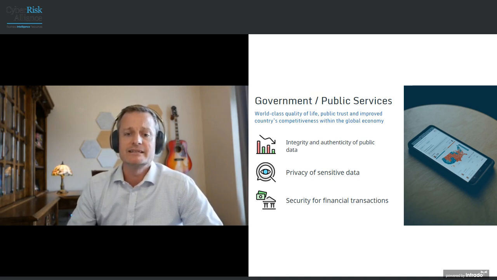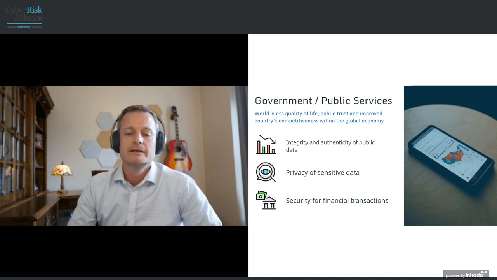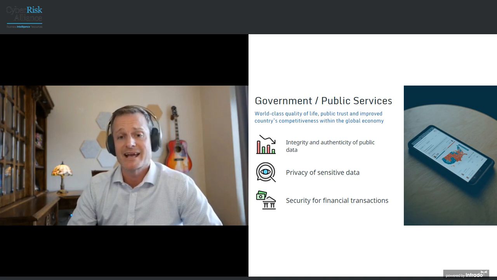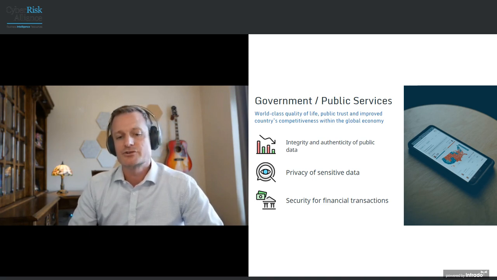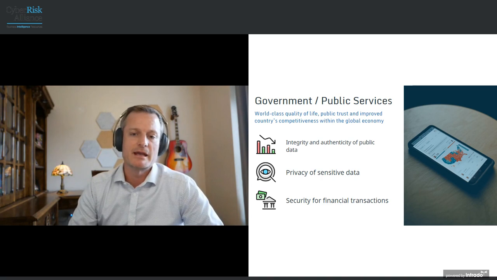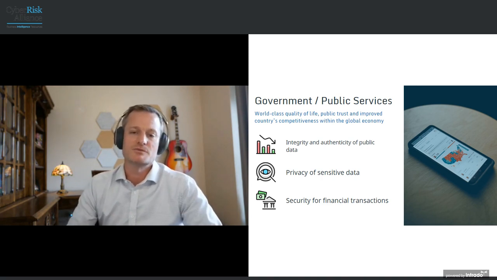And there's different drivers that become relevant here. Integrity and authenticity of data is really important, making sure that data is not manipulated or misrepresented. Privacy of sensitive data. If you're filing your taxes, you want to make sure that that's done in a way that's protecting your data, not exposing that data. And security for financial transactions, whether it's benefits payments or what have you. Securing those financial transactions overlaps with a lot of the concerns in the finance industry.